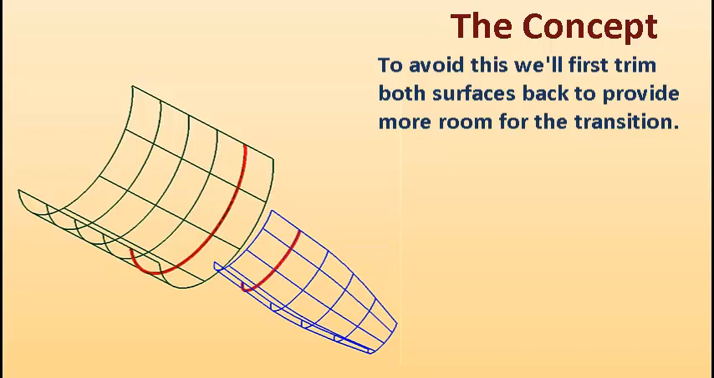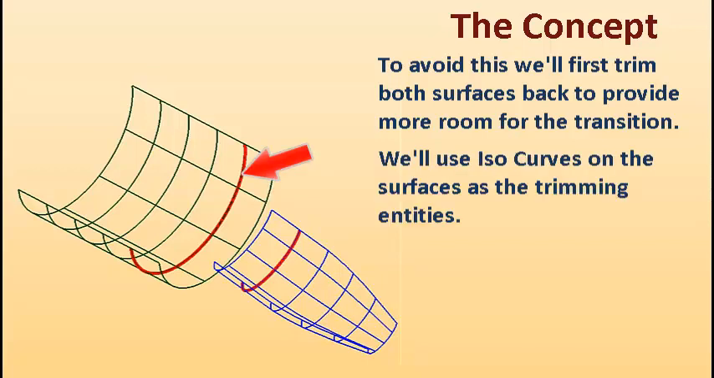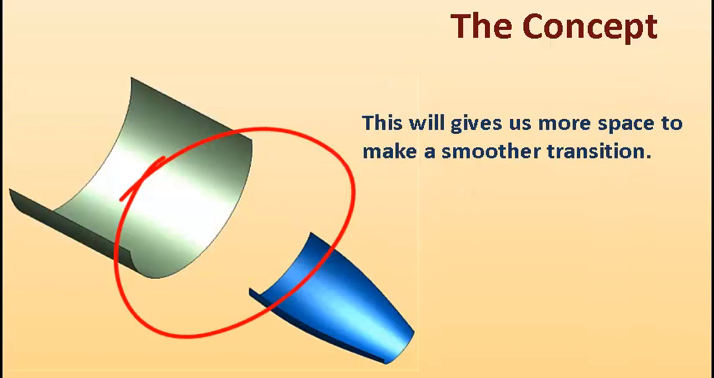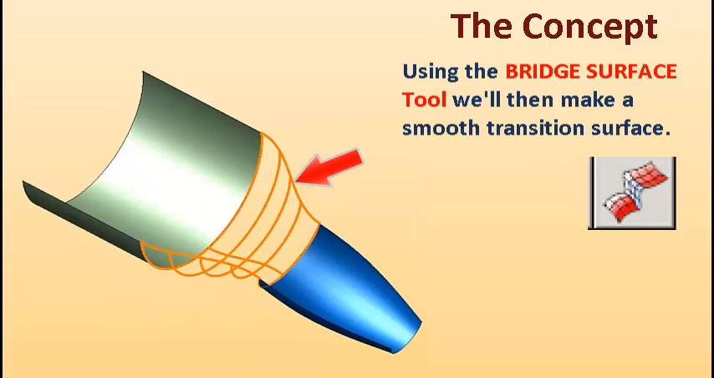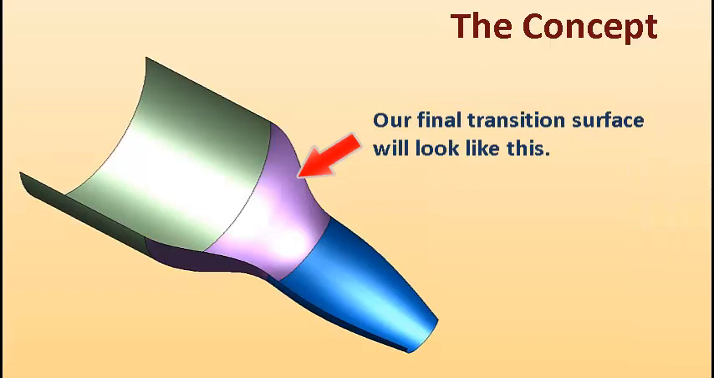To avoid this, we'll first trim both surfaces back to provide more room for the transition. We'll use ISO curves on the surfaces as the trimming entities. This will give us more space to make a smoother transition. Using the bridge surface tool, we'll then make a smooth transition surface between the two original surfaces, and our final transition surface will look like this.